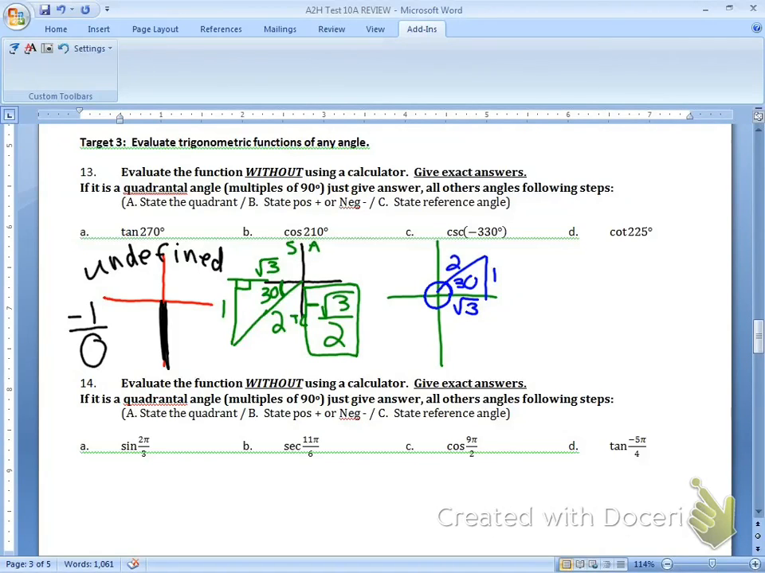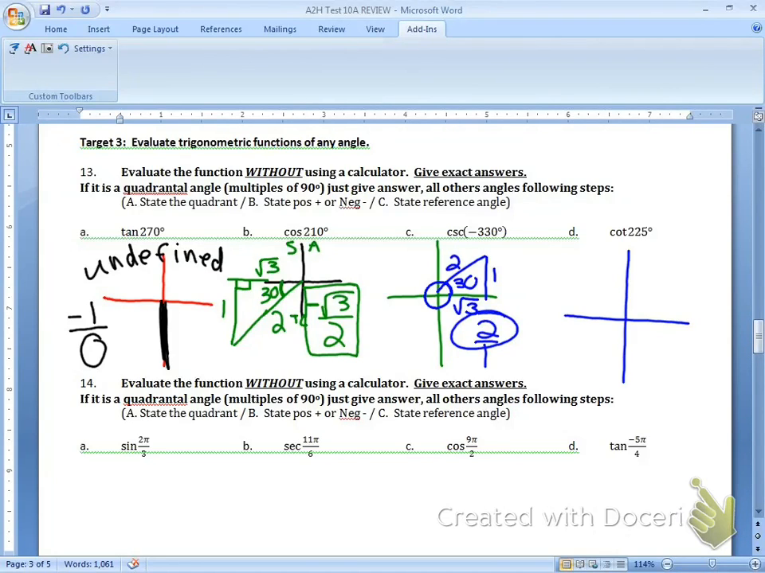This is cosecant, which is the reciprocal of sine. So we need to find the sine of it. The sine would be opposite over hypotenuse, so 1 over 2. We want the reciprocal of that, so it's going to be 2 over 1. We're in the first quadrant. Everything's positive in the first quadrant, so our answer is positive, so our answer is just 2.